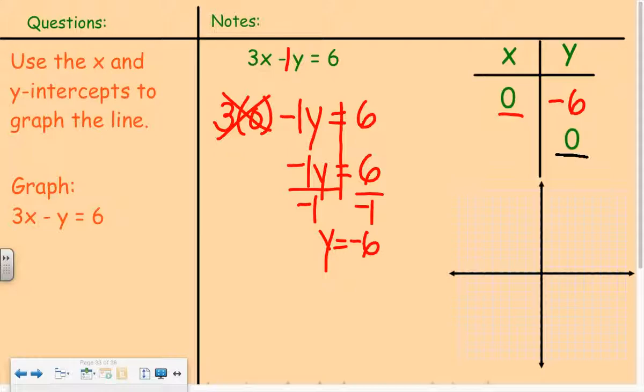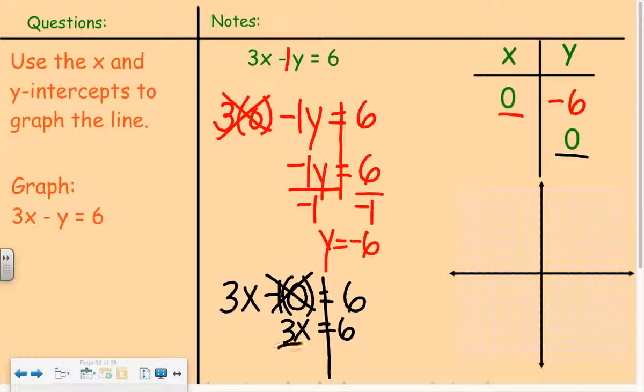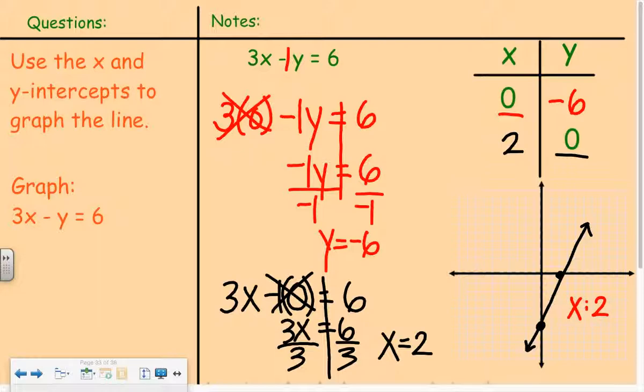So then if I plug 0 in for y, so negative 1 times 0, so that'll cancel. 3x equals 6. Divide both sides by 3, and we have x equals 2. So 0, negative 6, and 2, 0. So my x-intercept is 2, and my y-intercept is negative 6.